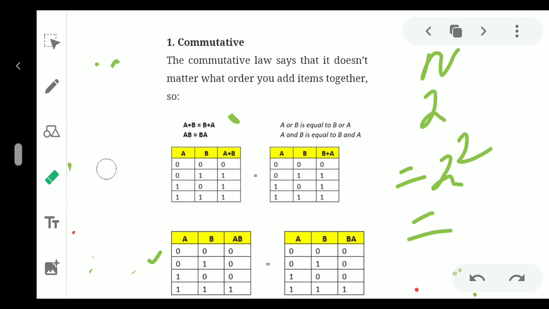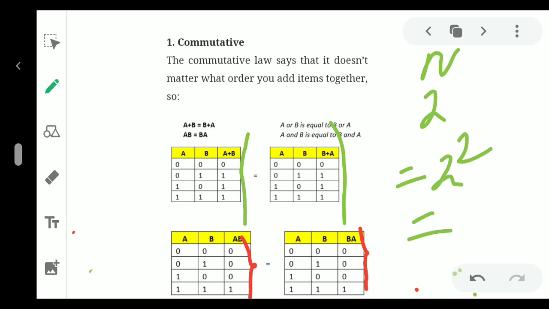In case of A we have 4 sets of inputs, and in case of B also 4 sets of inputs: A is 0, 0, 1, 1 and B is 0, 1, 0, 1. Now if you add A with B, what result are we getting? That is 0, 1, 1, 1. And if you add B with A, we also get the same result, 0, 1, 1, 1. Now check for multiplication. If you do A into B, we get the result 0, 0, 0, 1. And B into A gives the same result, 0, 0, 0, 1.